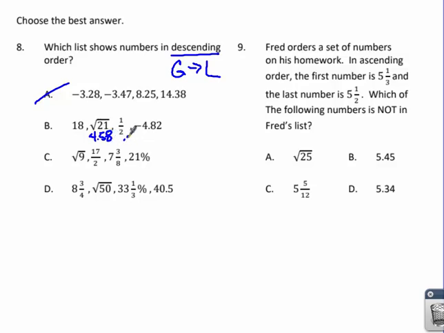We have a 1/2, which is 0.5, and then we have negative 4.82. So 18, 4.58, 0.5, negative 4.82, is that in descending order? Yes, it is. And B is the correct answer.